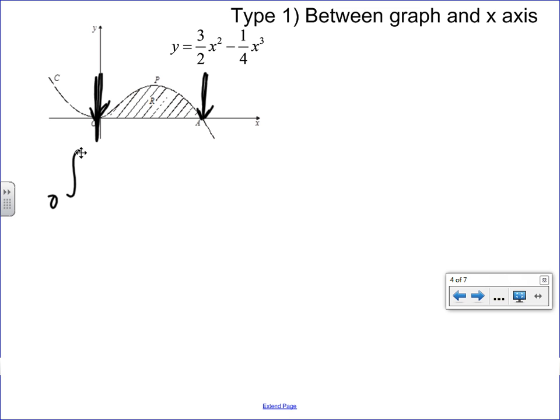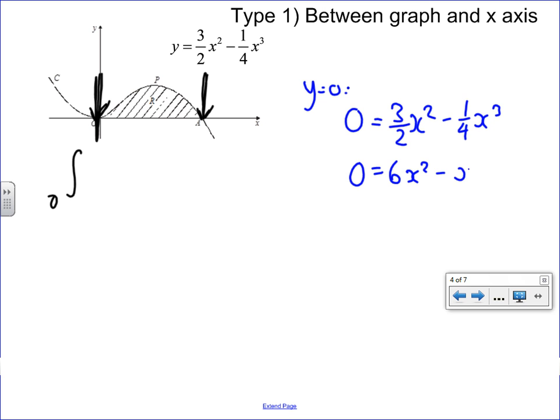So again, we're looking at where the curve is crossing the x-axis. So we're looking at where y is 0. So we're going to have 0 equals 3 over 2 x squared minus 1 quarter x cubed. Times everything by 4? Okay, so 0 equals 6x squared minus x cubed. Yeah, pull out x squared: x squared (6 minus x).